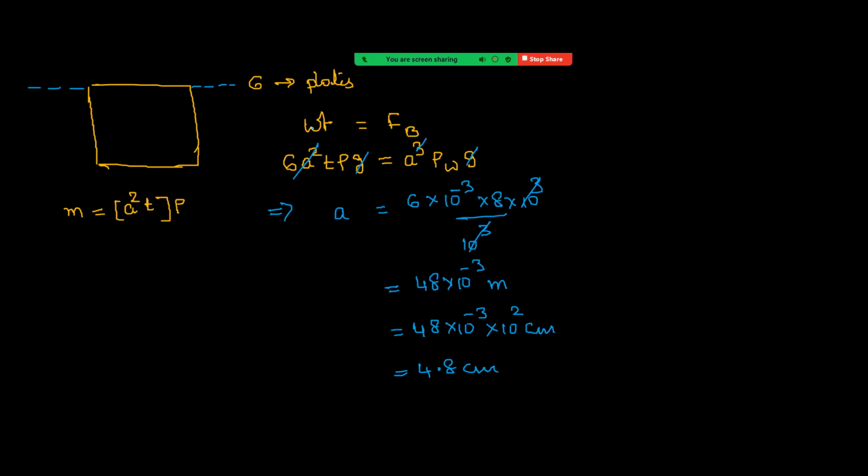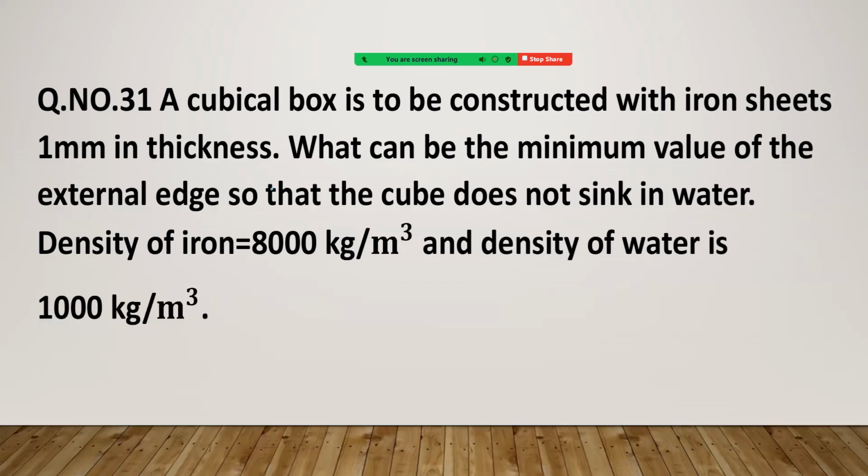The key point is that we have to take weight equal to buoyancy force. And especially you may get confused while calculating the weight of the box. It is the weight of 6 plates. We should not take the volume as a cube, because the mass is only the mass of the plates. The mass is not in the volume; this is simply empty space. Okay, right. Let us see the next one.